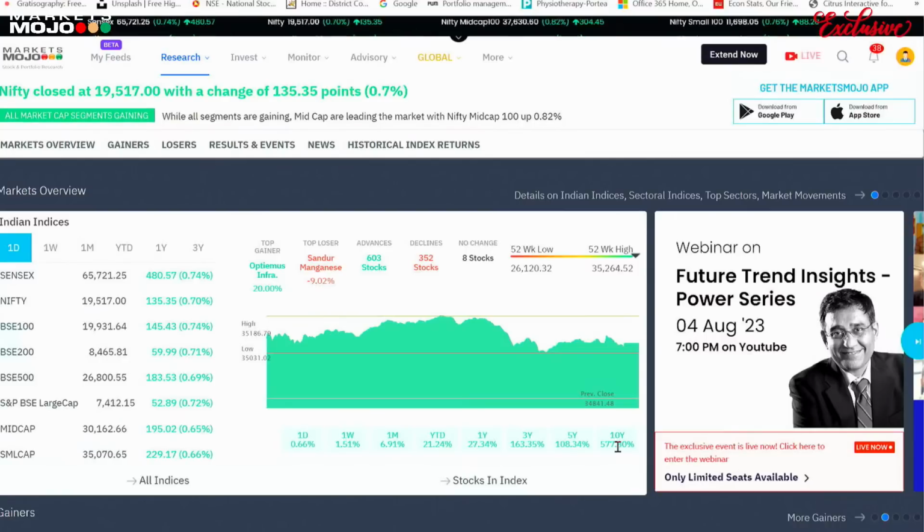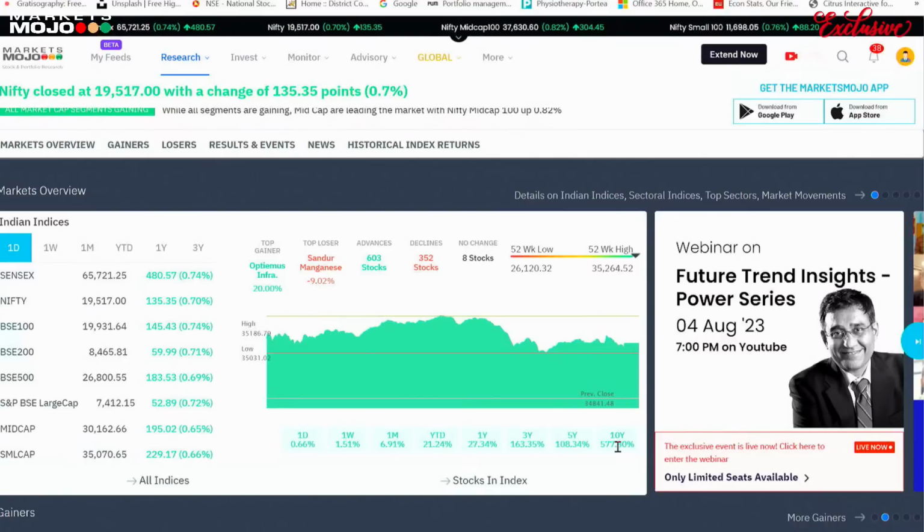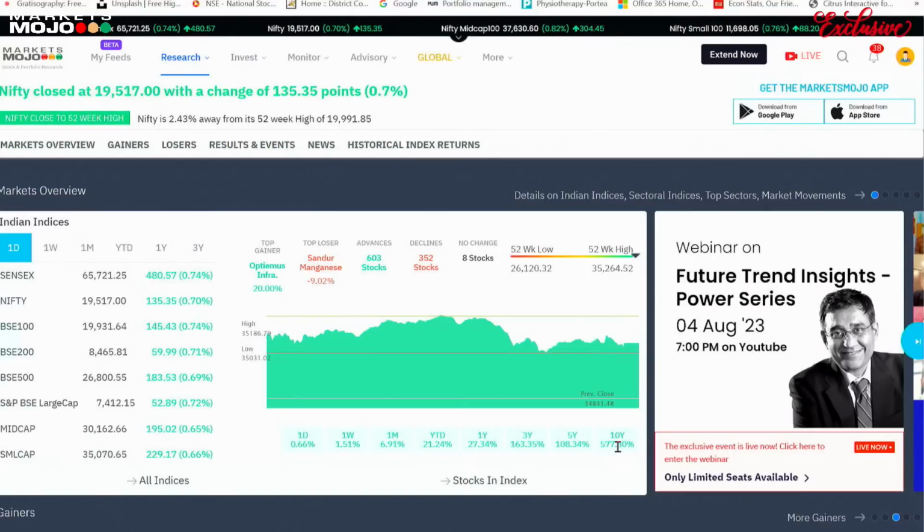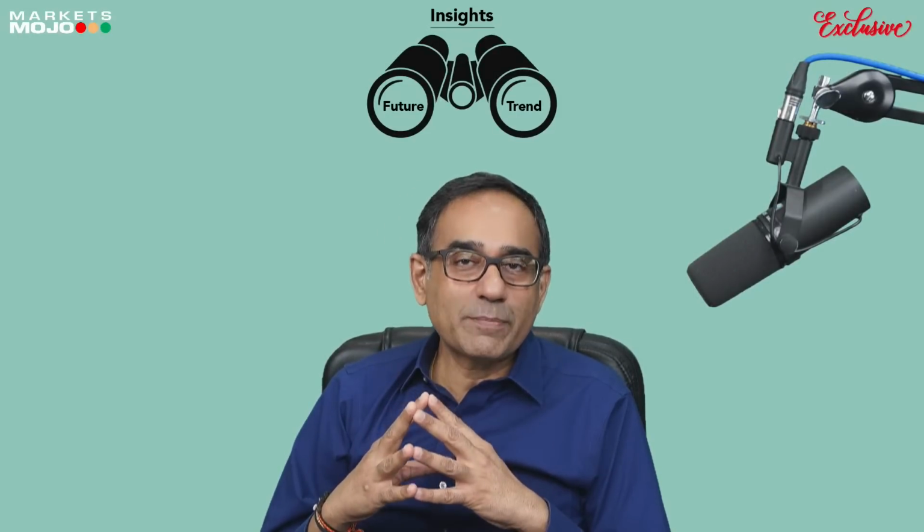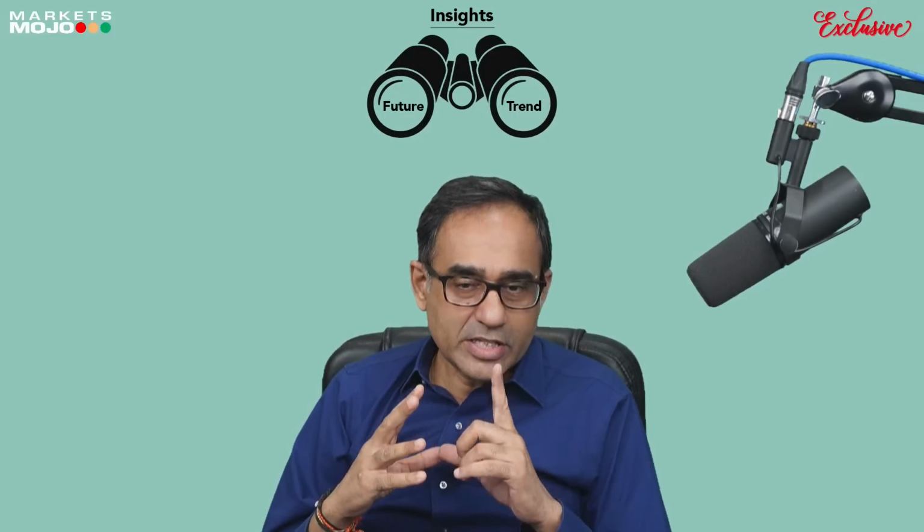So mid cap gave higher returns as compared to large cap, and small cap gave you higher returns as compared to the mid cap. So if your stock selection is right, small cap has a higher probability of giving you very good returns. That's point number one.